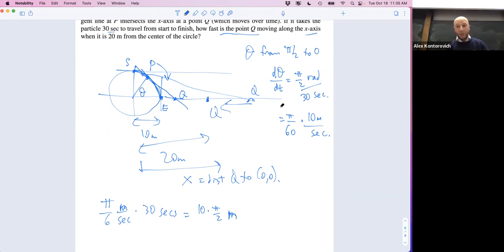Okay. All right. So this is the rate of change, d theta dt, as measured in meters per second. What is the distance x as a function of theta?